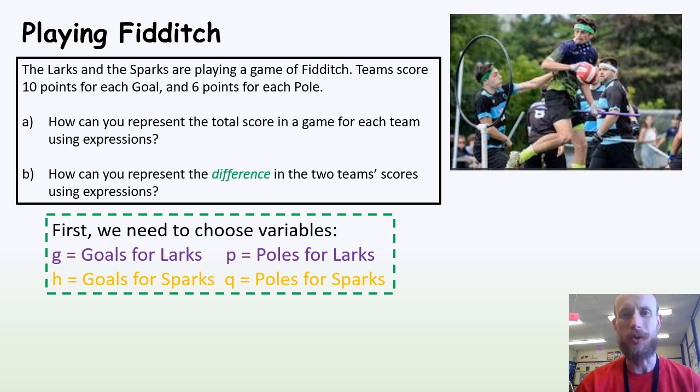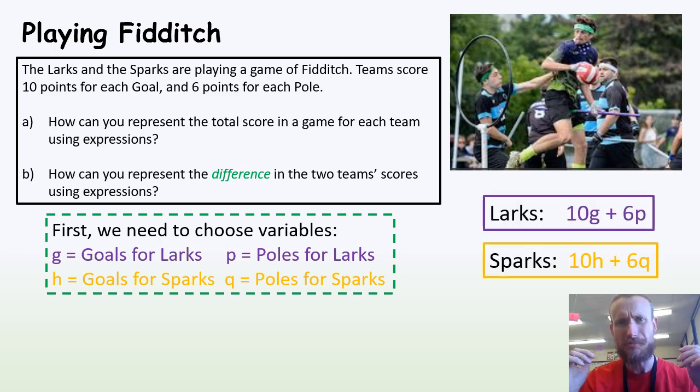We've got to know the number of goals that the Larks scored. I've chosen G for that. That matches the word goals. But also another variable, P, for the number of poles that the Larks scored. Now moving on to the second team, we have to have a different variable for the number of goals that the Sparks scored because they probably scored a different number of goals, so it needs to be a new variable. H. And also Q, the letter after P, for the number of poles that the Sparks scored. We have 4 variables in this problem, 2 teams with 2 different types of scores. So let's put this together and answer question A.